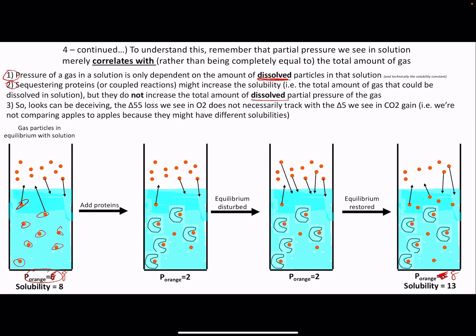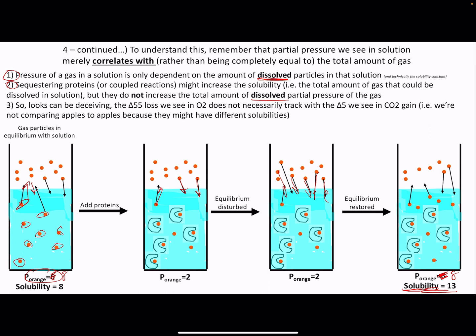Okay, well, what happens if I put a bunch of sequestering proteins in here that bind to these things? This throws off the equilibrium we had, where every one that leaves accounts for one that enters. But now we have a bunch of sequestering proteins, so fewer particles can leave, which means more will come in than will leave. So over time, we're just going to note that we have an increased solubility.